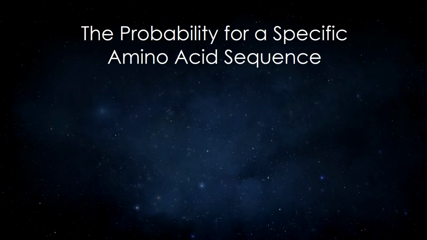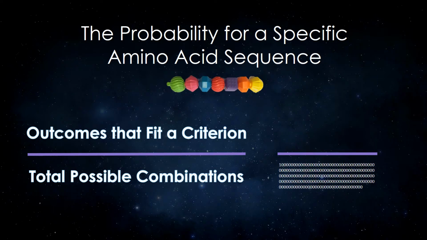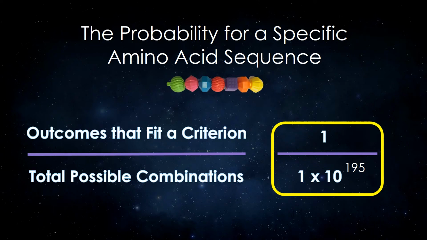Now that we know how many possible combinations there are, we can think about the probability of finding any one of them. The number we just calculated is the number of possible combinations, so that would be the bottom of the fraction, which would look like this if we wrote out all 195 zeros. Out of all those options, only one would have that specific amino acid sequence, so the top of the fraction would be a 1. Therefore, the probability of forming any one specific sequence of 150 amino acids by chance is 1 in 10 to the 195th power. The probability is way too low to be realistic.